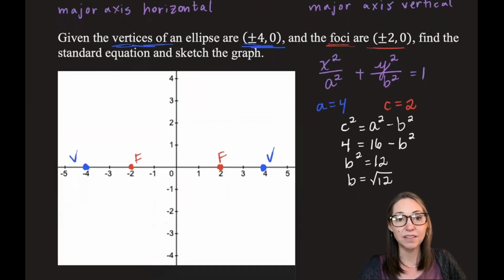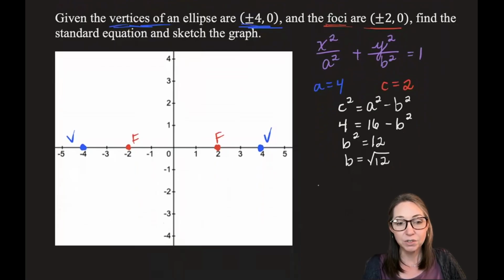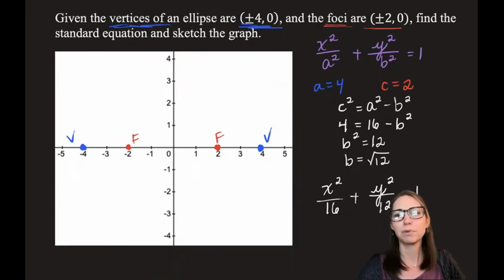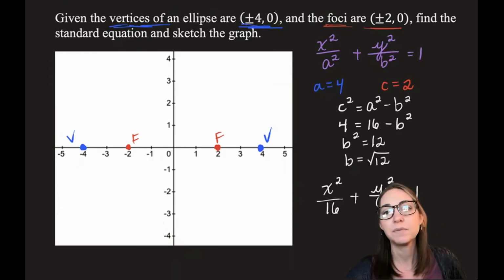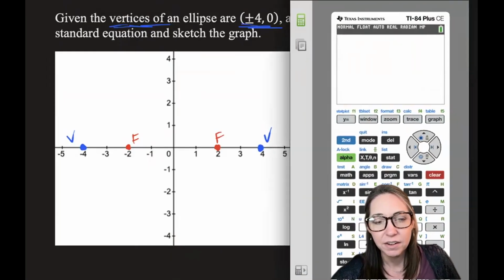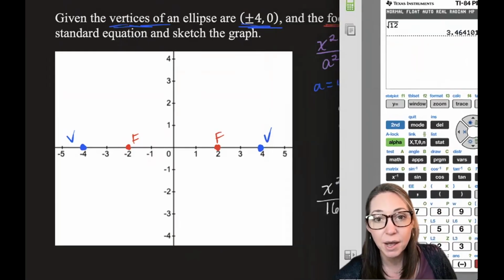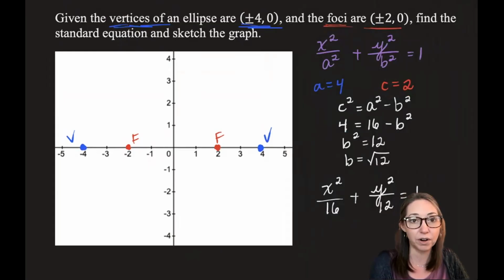So that's enough for us to write the standard form of the equation. So our equation would be of the form x squared over a squared, which we already said is 16, plus y squared over b squared, right there, b squared is 12, is equal to 1. And now we may want a small approximation for the square root of 12, so let's get our calculator here. There we go. Okay, so the square root of 12 is approximately 3.46, about 3.5 will be close enough for graphing.